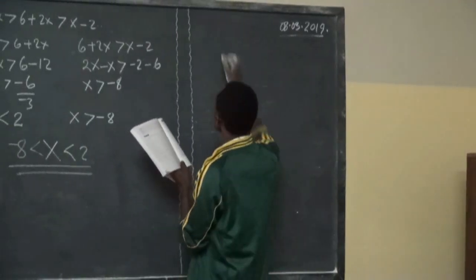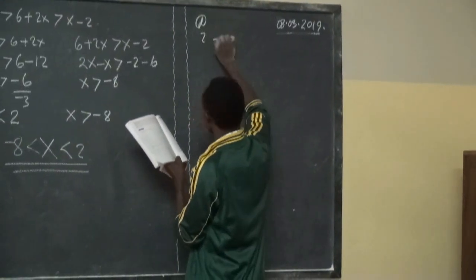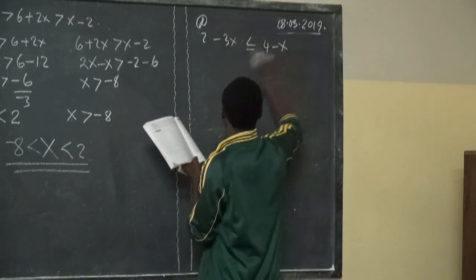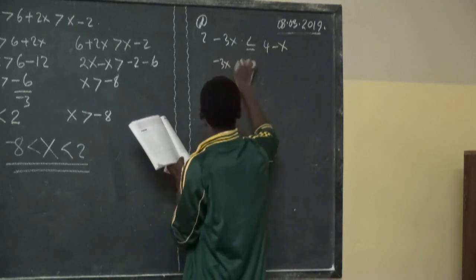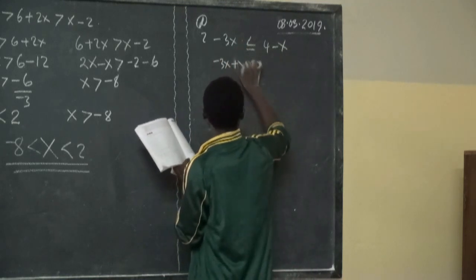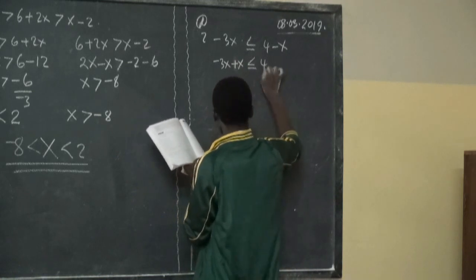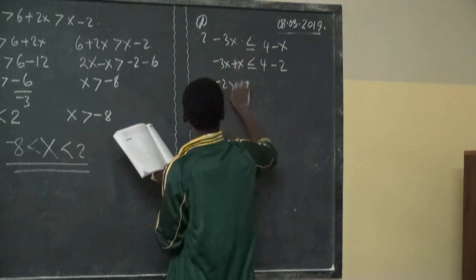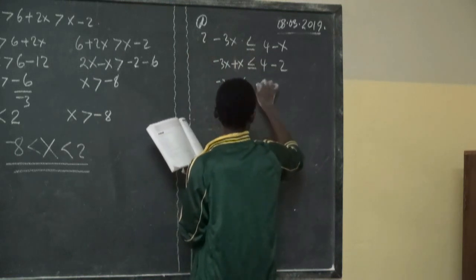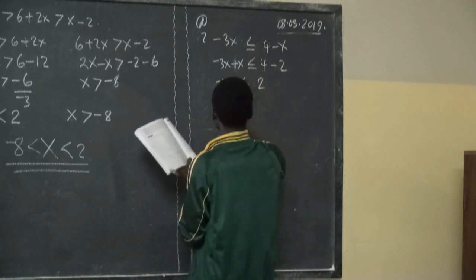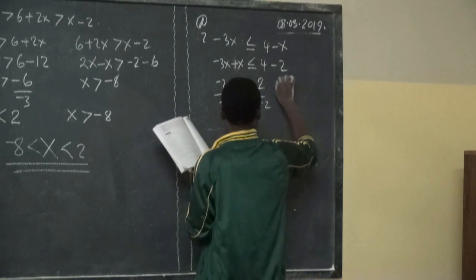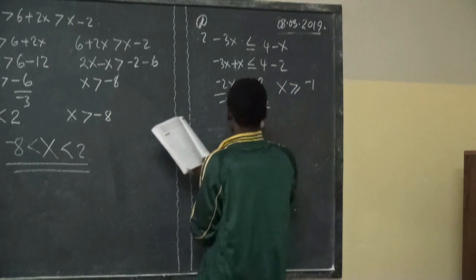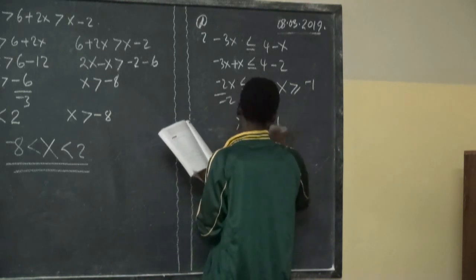The other question was B. 2 minus 3x is less than or equal to 4 minus x. Now negative 3x becomes positive x on the other side, less than or equal to 4 minus 2, because this is positive, it becomes negative. Now we have negative 2x is less than or equal to 2. Now we divide by negative 2, we divide by negative 2. Now x is greater than or equal to negative 1.